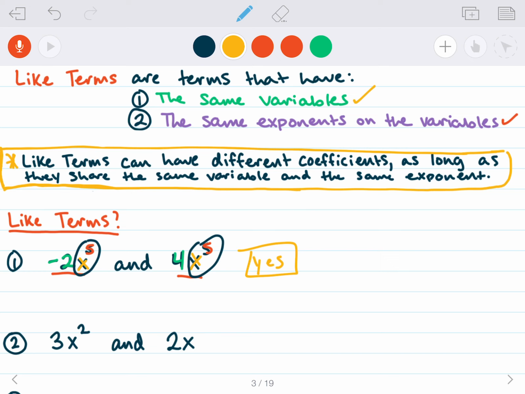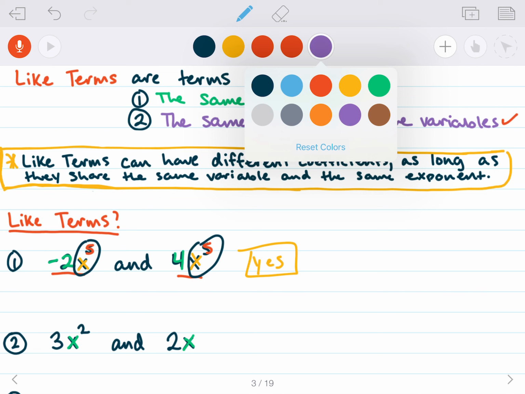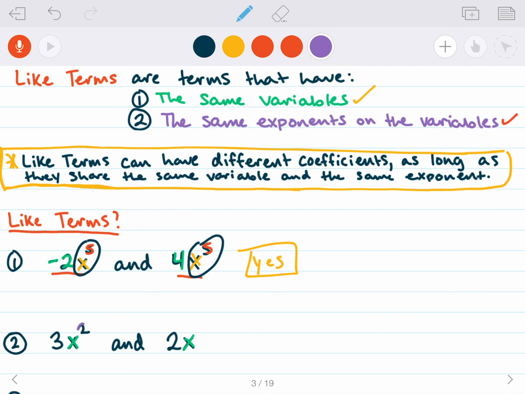Okay? What about number 2? We have 3x squared and 2x. So, our first condition is satisfied because both of these terms have an x, right? We have the same variable. Is the second condition satisfied? Do we have the same exponents on the variables? Well, here we have an exponent of 2 on the variable. Here we have an understood exponent of 1 on the variable, right? If there's no number written, it's understood to be 1 on the variable. So because condition 2 isn't met, no, these are not like terms. We have to have condition 1 and condition 2 met.